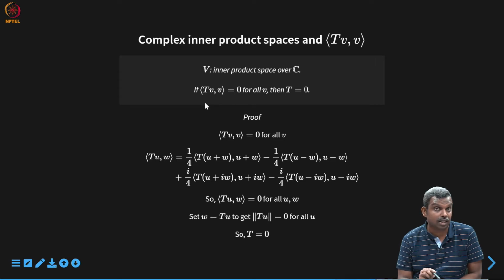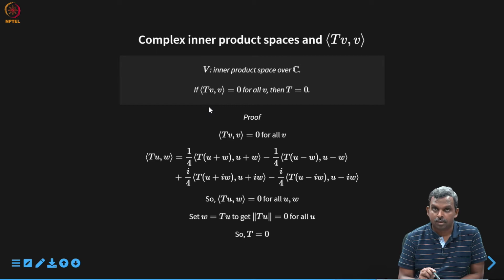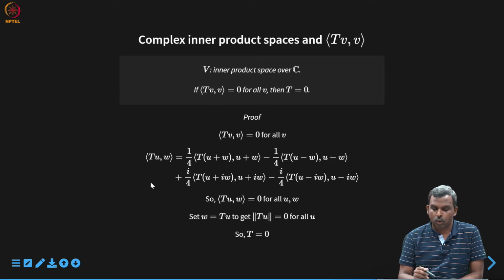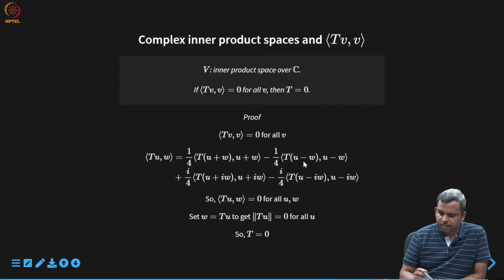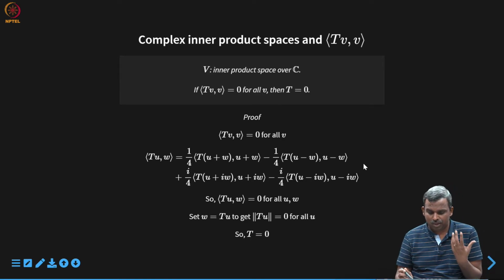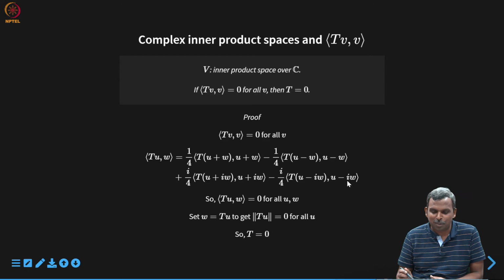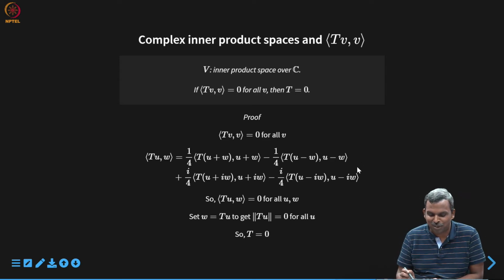So Tv, v being 0 is enough to check whether a complex linear map is 0. But in the real case, it's not true, right? So Tv, v is not good enough for you. So Tv, v represents whether or not this linear operator is 0 in the complex inner product space. That is something nice to know. So why is this true? Here is this interesting relationship. Once you look at it, it's sort of clear why it should be true, but you may not be able to come up with it that easily on your own if you haven't seen it before.